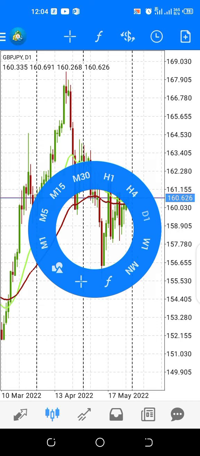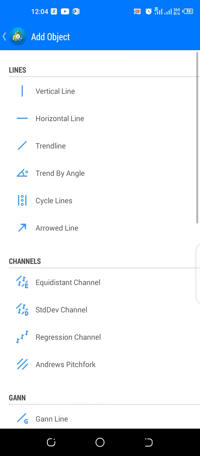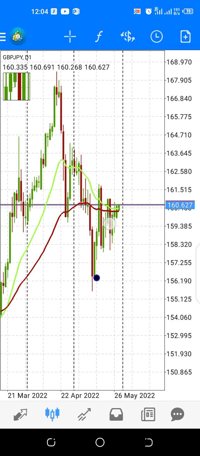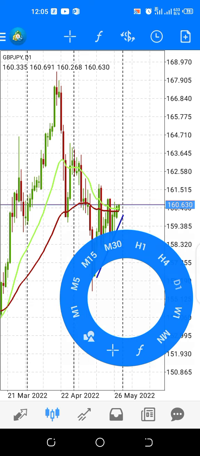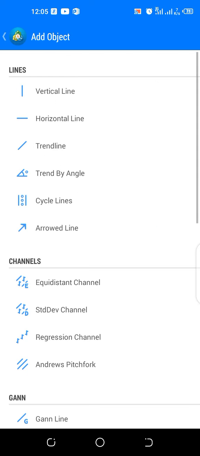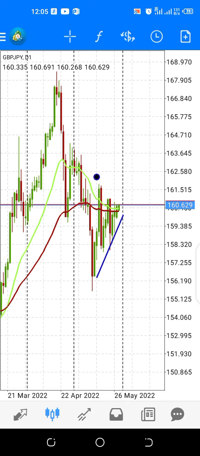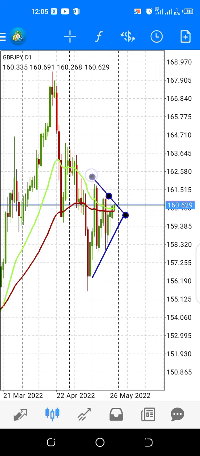Okay, let me show you. You can see it's forming a triangle. So we should be expecting a breakout from here before we take this trade. Okay, so that is that.